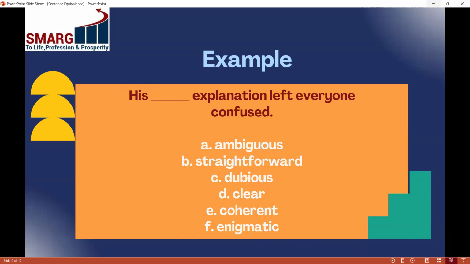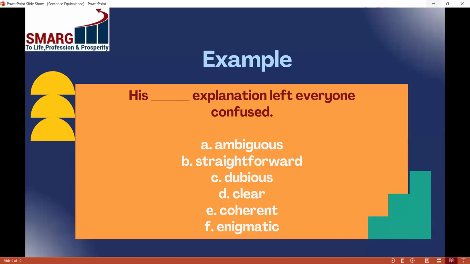All right, next one. His explanation left everyone confused. So now, very simple this one. We are essentially talking about something which is confusing. Ambiguous. Ambiguous, okay. What else? Dubious. Dubious.